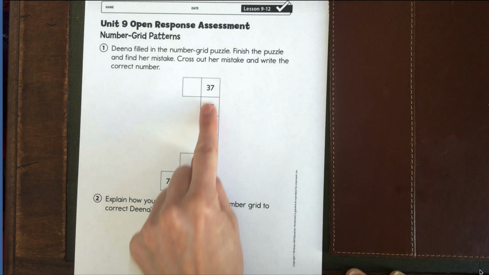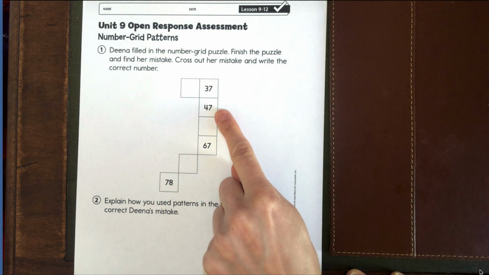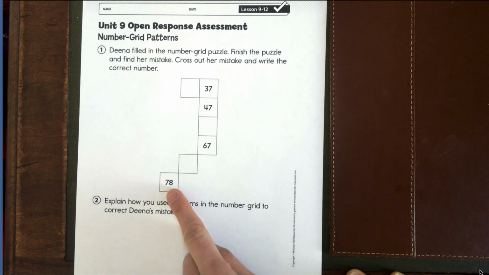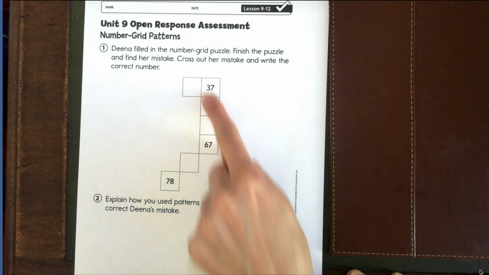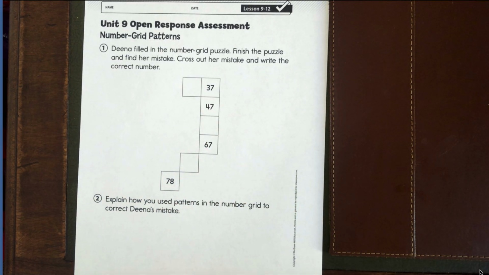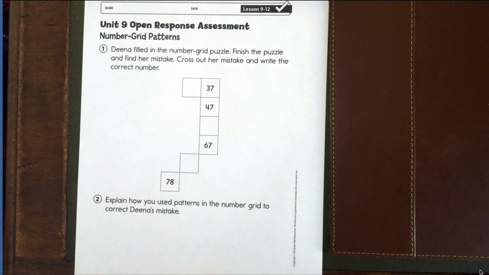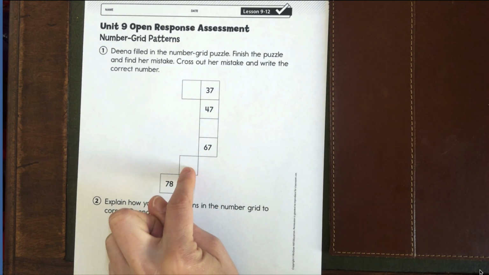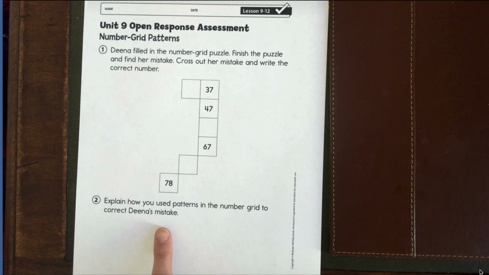So we have a part of a hundreds grid, a number grid puzzle. We have 37, 47, 67, and 78. One of these four numbers that's been typed in here by the computer is Deena's mistake. So you will cross out one of these and write the correct answer just kind of next to it to the side, and then fill in the rest of the blanks. Then you're going to explain how you used patterns in the number grid to correct Deena's mistake.